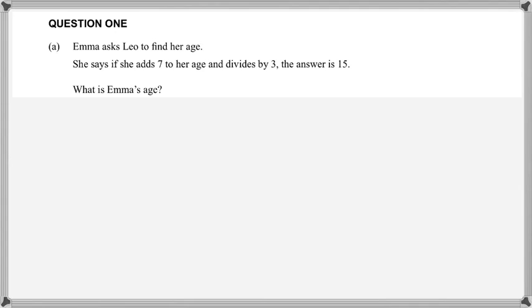So in this question, we've got Emma asks Leah to find her age, and she asks if she adds 7 to her age, and so on, the whole shebang. So what I'm going to do is use the letter E for Emma's age. It says if she adds 7 to her age, so I can write E plus 7, then she's dividing her age by 3. So we've got E plus 7 divided by 3, and the answer is 15. The question's asking you to find Emma's age. So we've set up our equation, and from this equation we should be able to solve it.